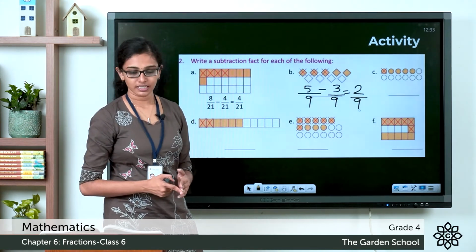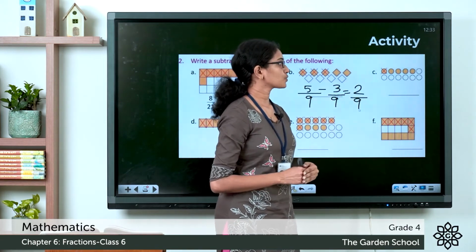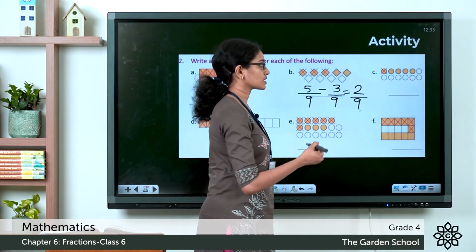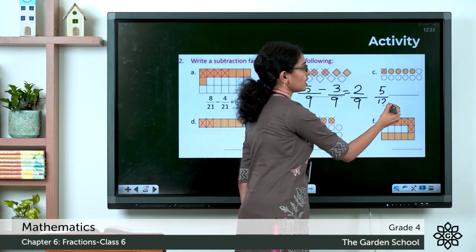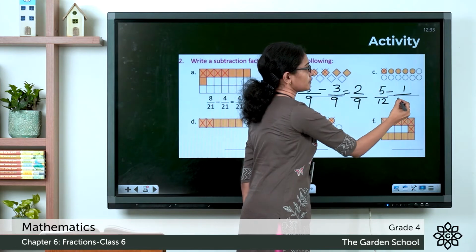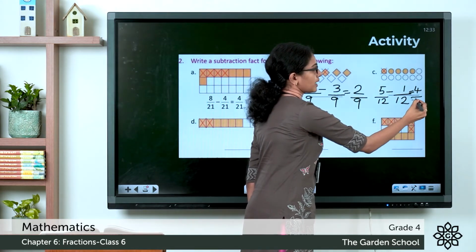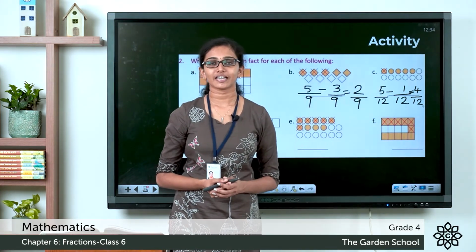Now the next question, here you can see total 12 shapes, and out of the 12, 5 are shaded, 1 is crossed. So the subtraction fact is 5 by 12 minus 1 by 12, which is equal to 4 by 12. Hope you got this one correct.